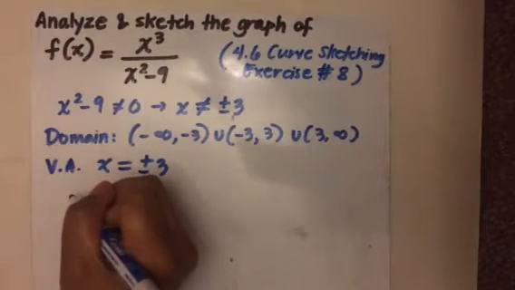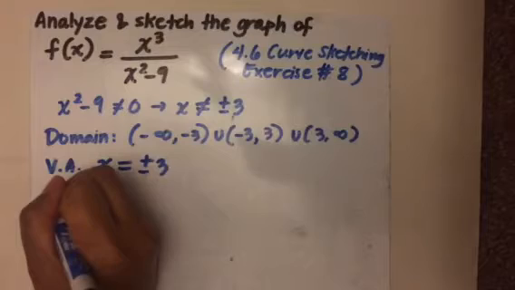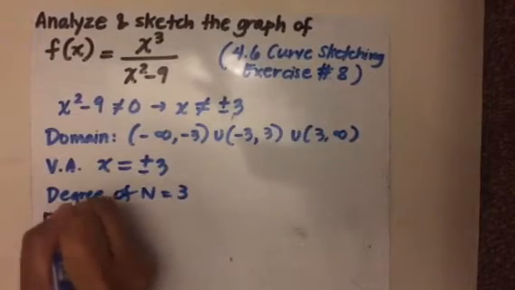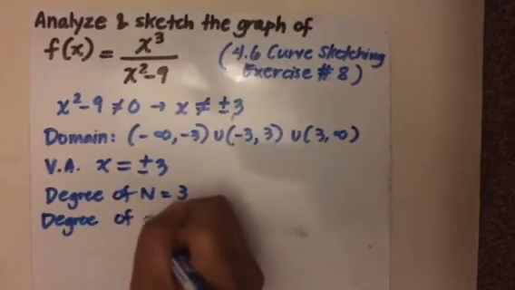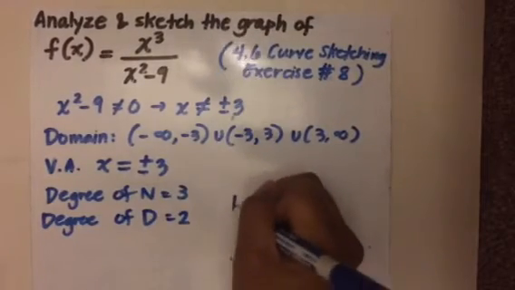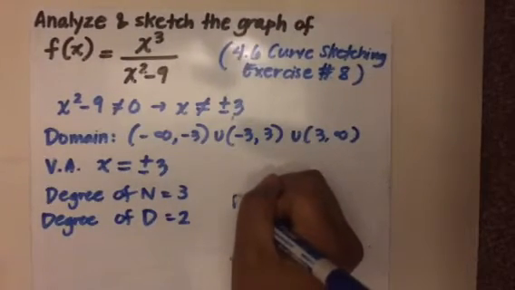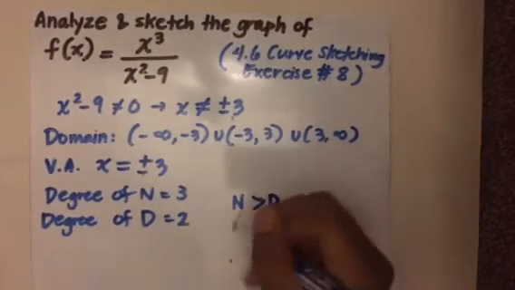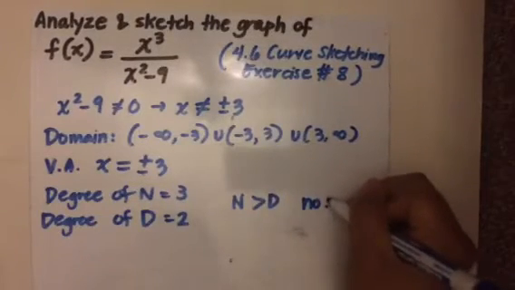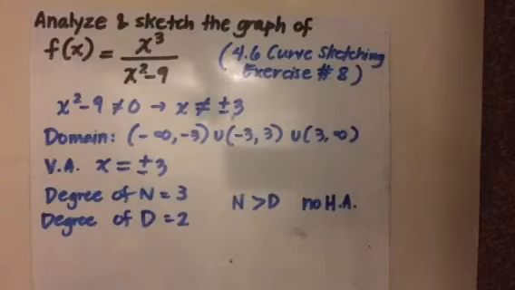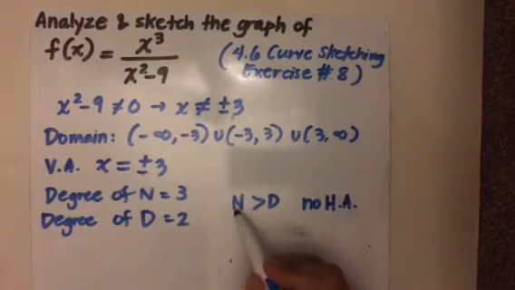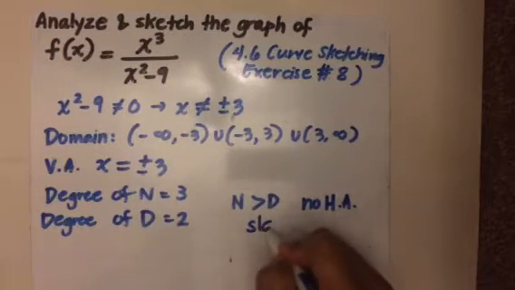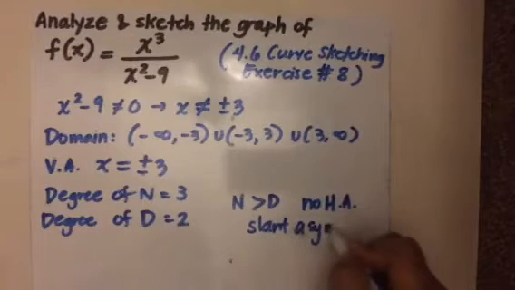Now, since the degree of the numerator is 3 and the degree of the denominator is 2, we see that the degree of the numerator is greater than that of the denominator, which means there wouldn't be any horizontal asymptotes. But then, because the degree of the numerator is greater than the denominator, what we get is a slant asymptote.